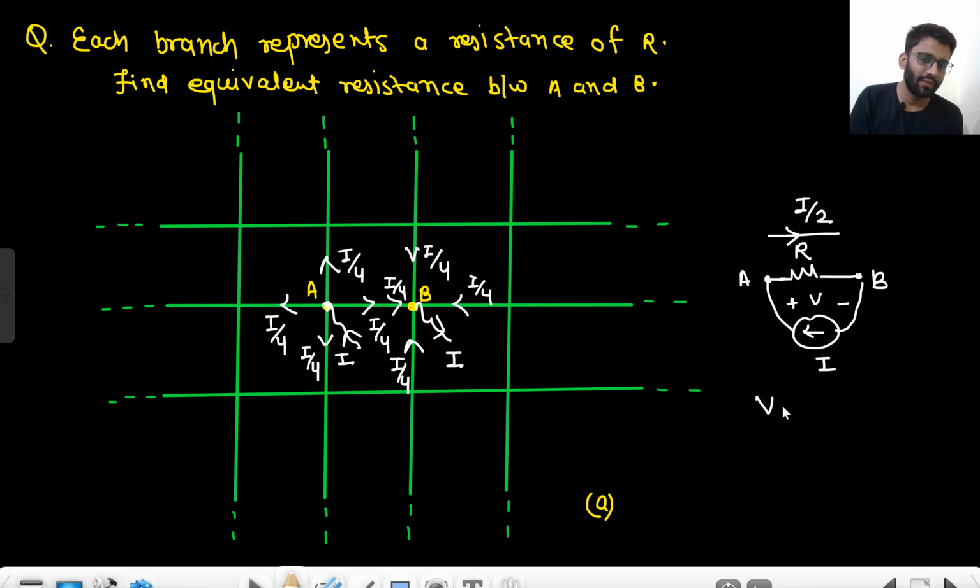So basically V is equal to I by 2 R. So V by I is equal to R by 2. So our R equivalent is R by 2.